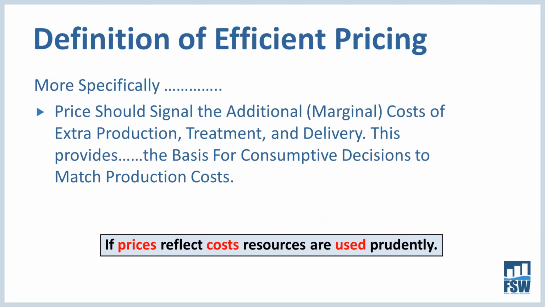So specifically, the water price should signal the additional cost of extra production, treatment, and delivery. That in turn provides the information basis for consumptive decisions to match production cost. If prices reflect cost, then resources are used prudently. Next slide.